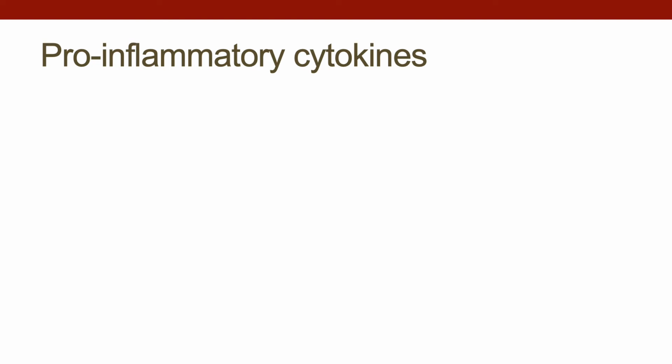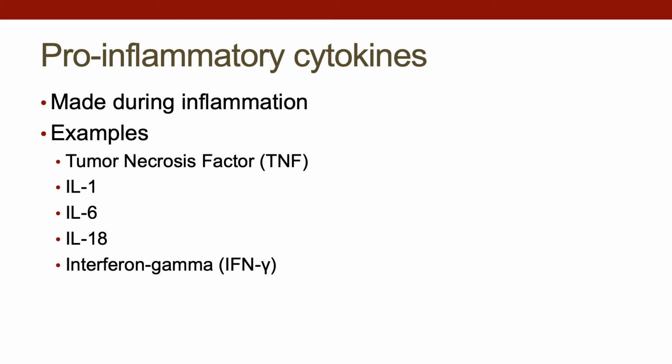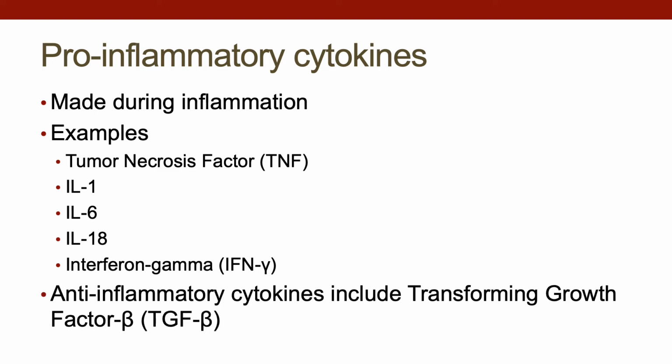And there are a number of cytokines that are pro-inflammatory and are often made in situations of inflammation. Examples of those are tumor necrosis factor, which we've mentioned a couple of times, interleukin 1, interleukin 6, interleukin 18, interferon gamma, and there are others. And then there are some anti-inflammatory cytokines as well, and the most prominent one is transforming growth factor beta.